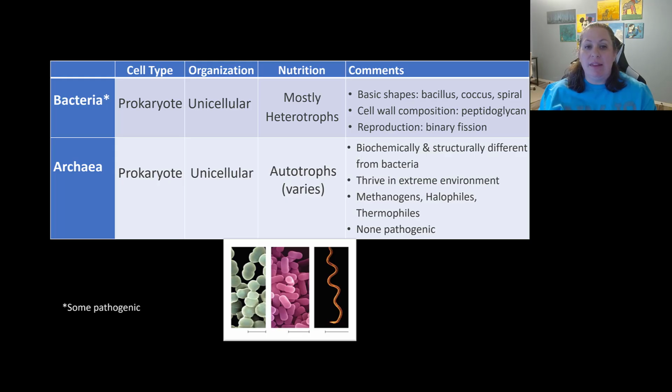Some examples are the methanogens. They are going to produce a lot of methane gas. We do see that there are halophils. These guys love salt concentrations, so high salt. Thermophils are the ones who love extreme heat. Okay, they like really, really hot environments. And none of these are considered pathogenic. Okay, so that's the two groups that were separated from the kingdom Monera. They're now the domain that we call bacteria and archaea.